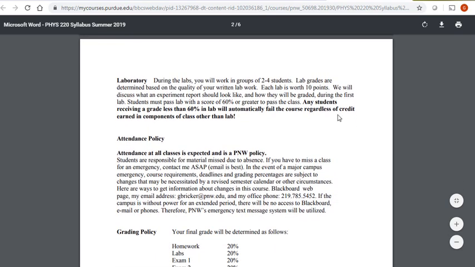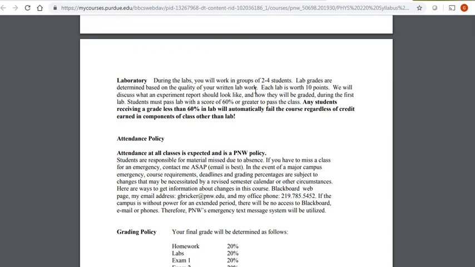Lab, we do work in groups of 2 to 4 students. Labs are based on the quality of written lab work. Almost all the labs, you do a lab report. Just a couple of them, you may not have a formal report. Okay, we'll discuss during the first lab what the actual experiment should be, what the report should look like, and how it will be graded. One big thing here is you have to pass the lab to pass the class. So you have to pass with a score of 60% or greater. If you get an A in everything else, but you only have a 50% in lab, you fail the entire class. The easiest way to fail the entire class, though, is not to come to lab at all.